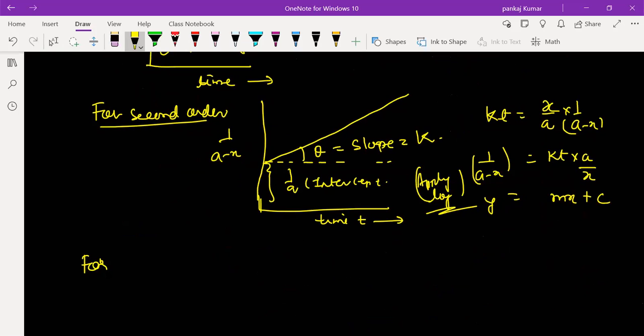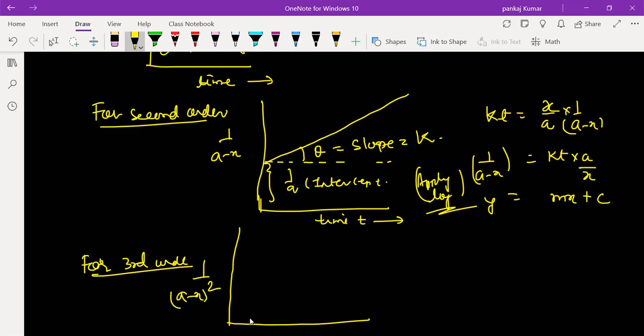Then for third order, now we have to use the third order reaction. So you will get the graph 1 by a minus x whole square against time t, and you will get the same graph. So this is your slope, and this intercept is 1 by a square. Here again the formula is the same only.